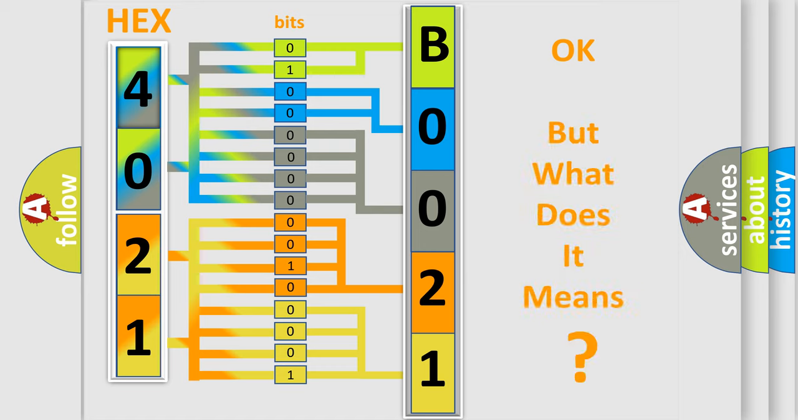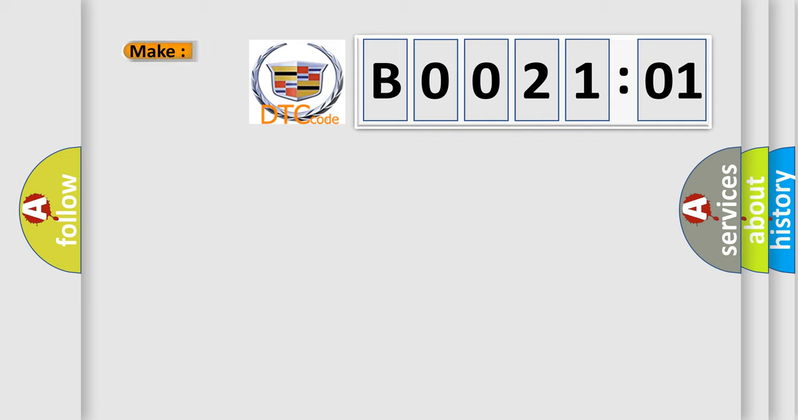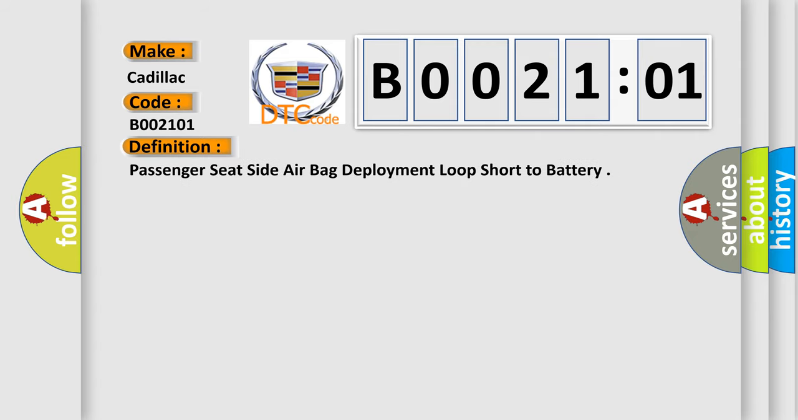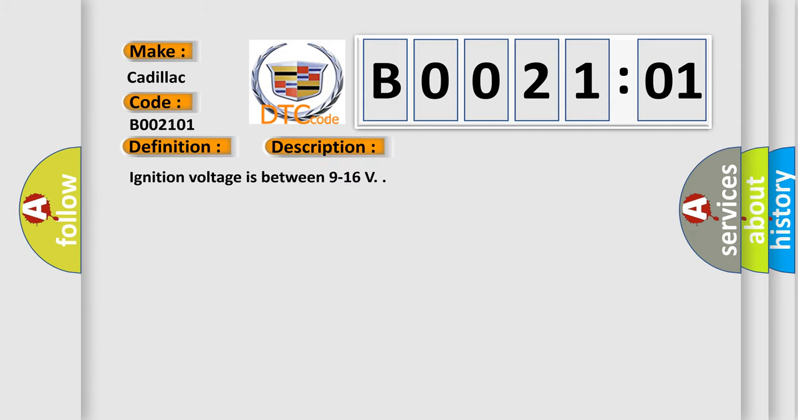The number itself does not make sense to us if we cannot assign information about what it actually expresses. So, what does the diagnostic trouble code B0021-01 interpret specifically for Cadillac car manufacturers? The basic definition is: passenger seat side airbag deployment loop short to battery. And now this is a short description of this DTC code. Ignition voltage is between 9 to 16 V.